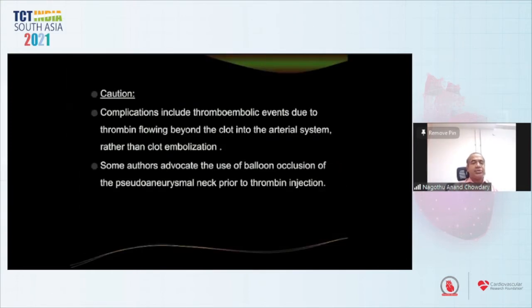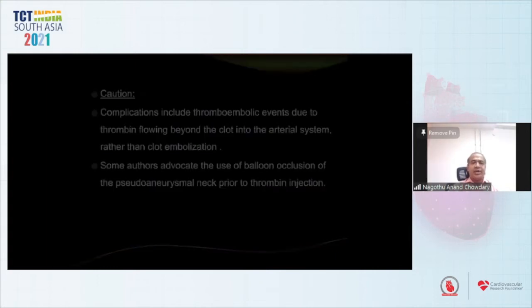of this pseudoaneurysm. Then the complication in direct percutaneous thrombin injection is that sometimes the thrombin can get discharged distally into the artery and cause occlusion of this arterial system. So hence, care should be taken that adequate compression is given, and if the neck is wide enough, always do a balloon guided thrombin injection.